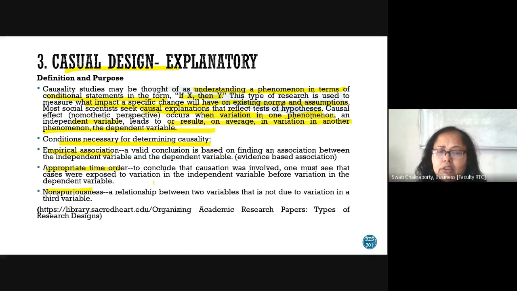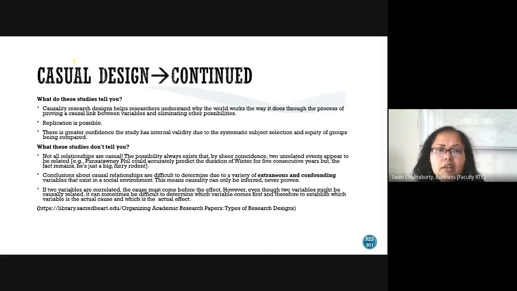And the third is non-spuriousness, which means a relationship between two variables that is not due to variation in a third variable. Okay, so these studies help researchers understand why the world works the way it does through the process of proving a causal link between variables and eliminating other possibilities. Replication is possible, and there is greater confidence that the study has internal validity due to systematic subject selection and equity of groups being compared.